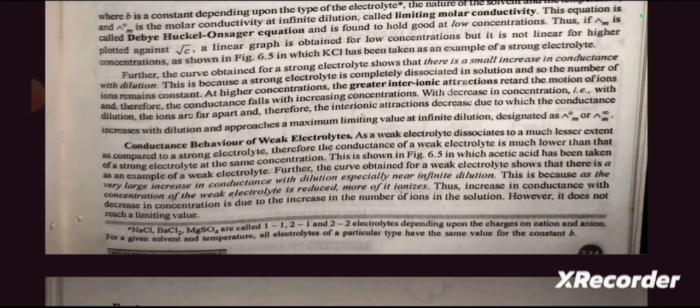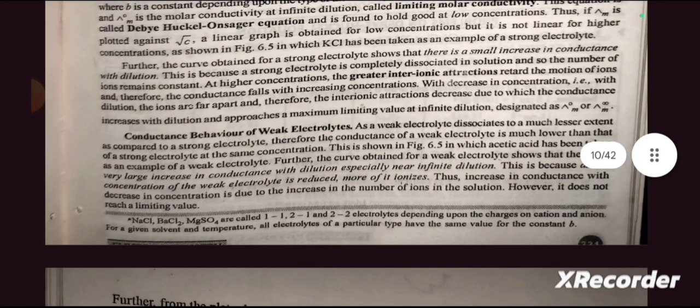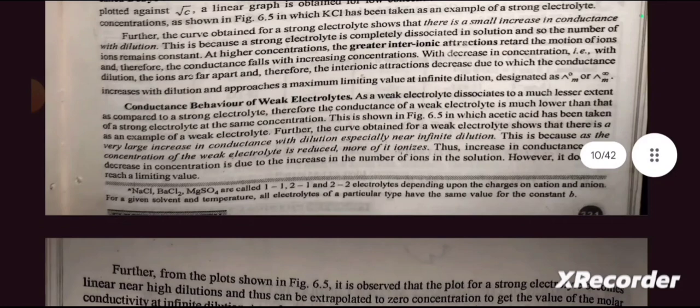At higher concentrations, the greater interionic attractions retard the motion of ions, and therefore the conductance falls with increasing concentration. With decrease in concentration, that is, with dilution, the ions are far apart and therefore the interionic attractions decrease, due to which the conductance increases with dilution and approaches a maximum limiting value at infinite dilution, designated as lambda naught m or lambda infinity m.